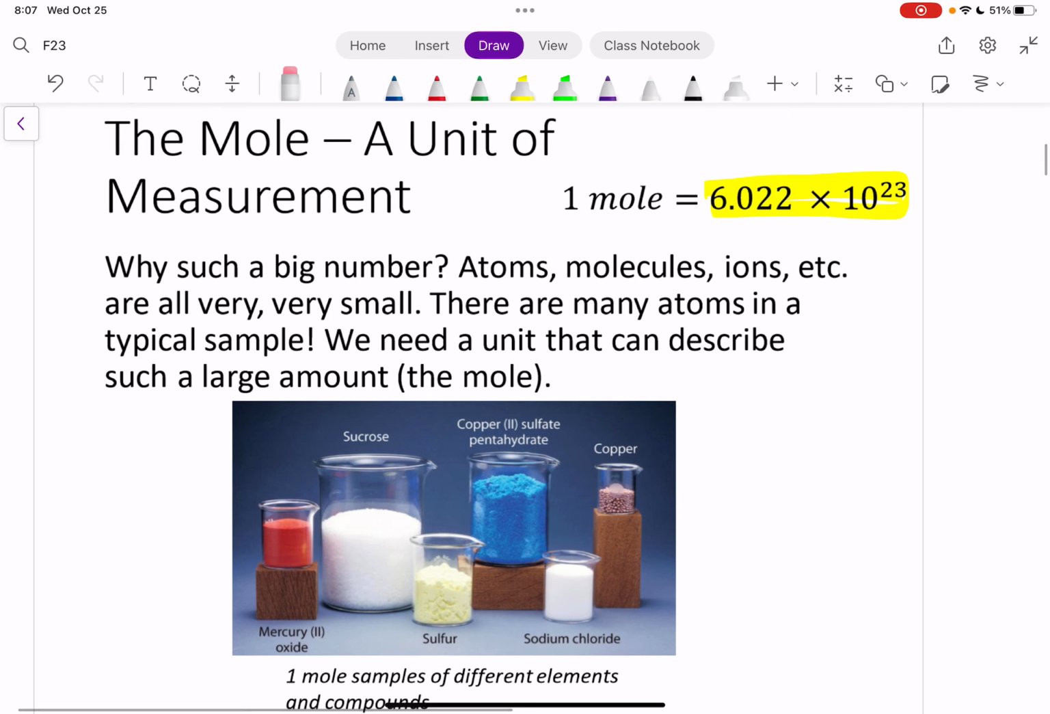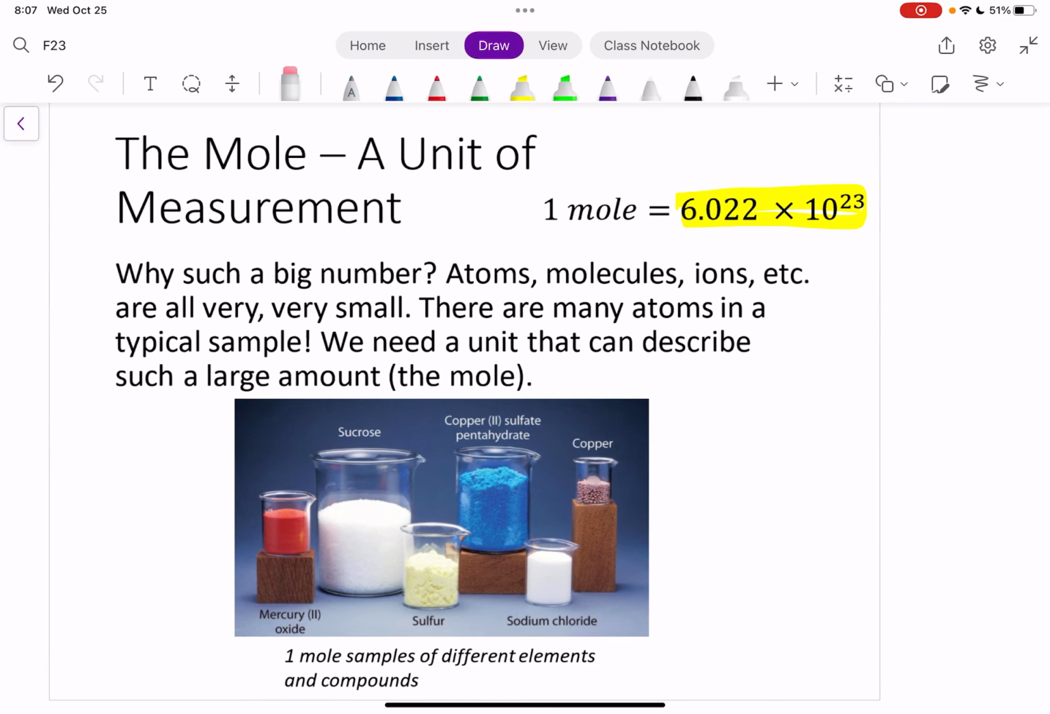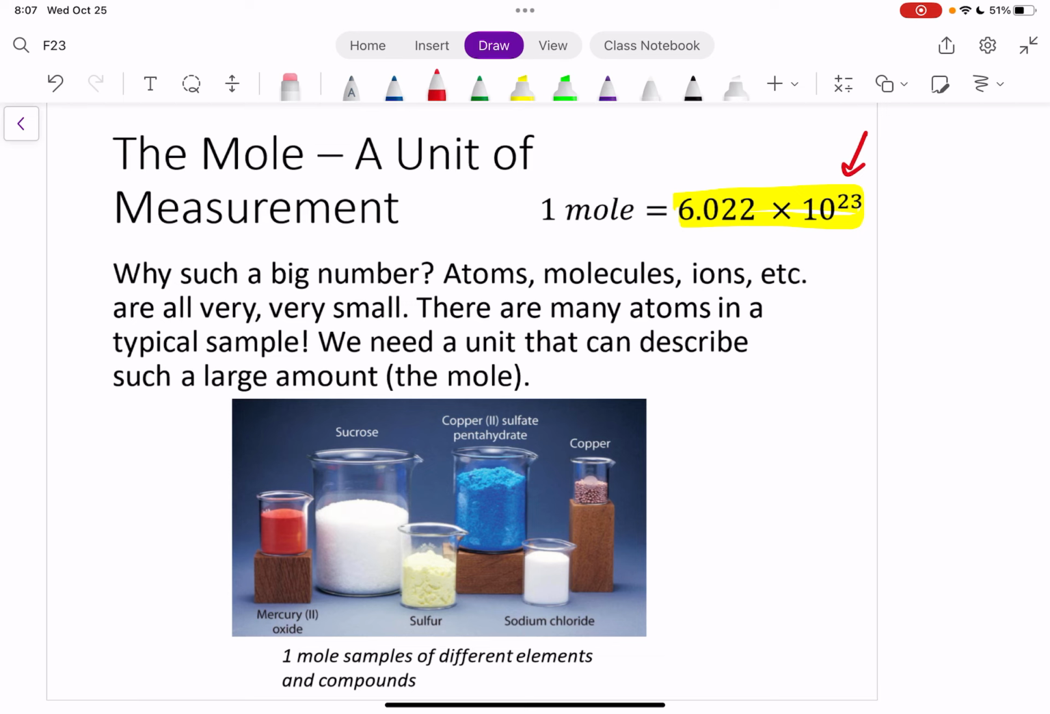So why such a big number? Because I'm looking at this, times 10 to the 23rd. That's a really large number, right? That's huge. That's 10 times itself 23 times 6.022. And so why is it so big?